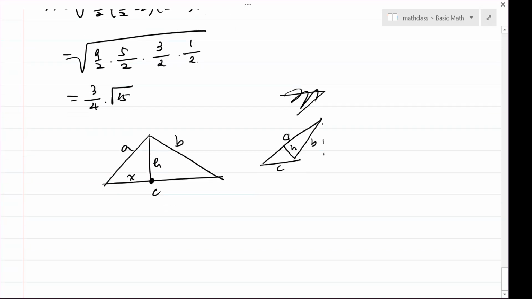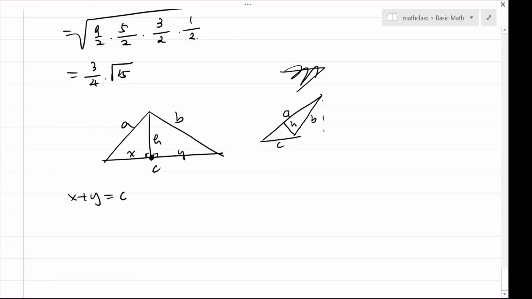So you see, actually we get 2 right triangles here, right? First of all, x plus y equals c. That's the first equation. You have a, b, c fixed, but x, y, h I don't know. Another equation is x squared plus h squared equals a squared. Then here, y squared plus h squared equals b squared.